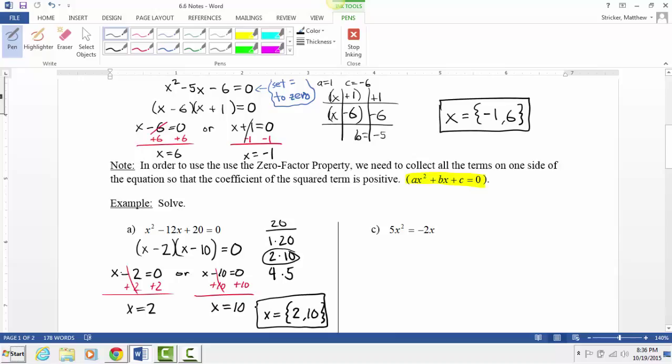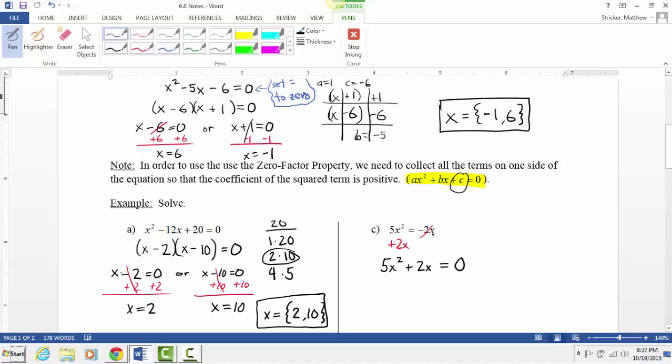Now the next one looks a little bit more difficult. Hopefully you see that one of the issues we have here is that it's not set equal to 0. We need to go ahead and move this -2x to the other side. We know that when we move it, it becomes a positive 2x over here. I'm going to write it in that order that we're used to. The squared comes first, 5x squared, and then now we have the plus 2x over there. We don't have a c term, which is fine. And this is equal to 0 because now there's nothing left on the right side.